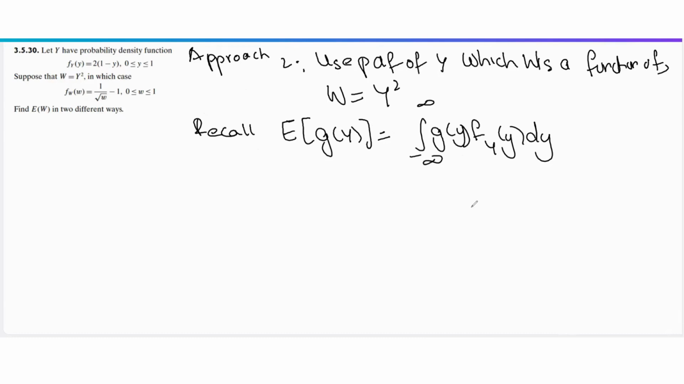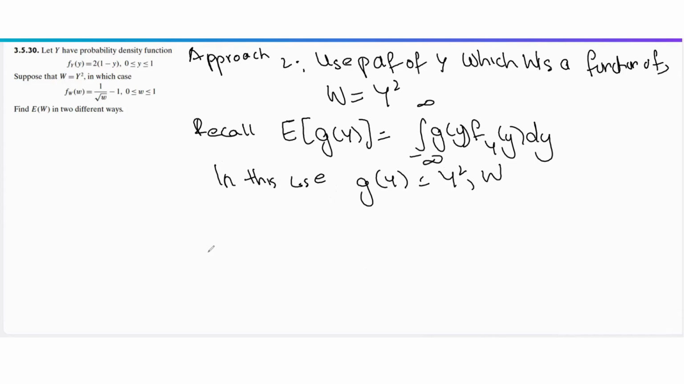You integrate this thing with respect to y. But if you want to find the expected value for a function of a continuous random variable, in this case a function of y, which is w, you can still find it using the PDF of y, of which w is a function. Because then you can say the expected value of g(y) is the integral from minus infinity to infinity of g(y) f(y) dy. In this case, g(y) is equal to y squared, which is w.